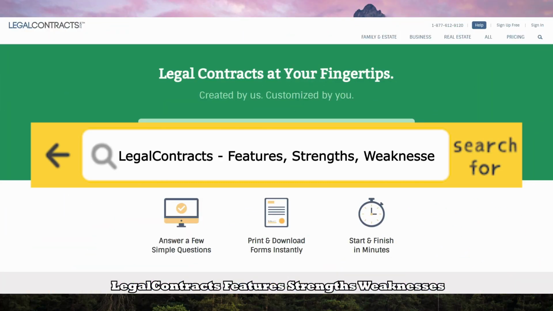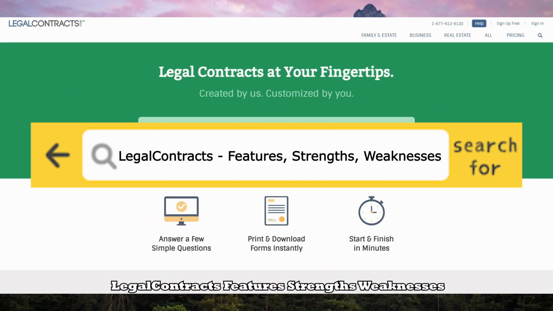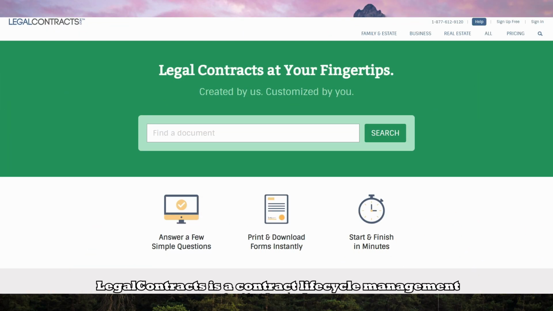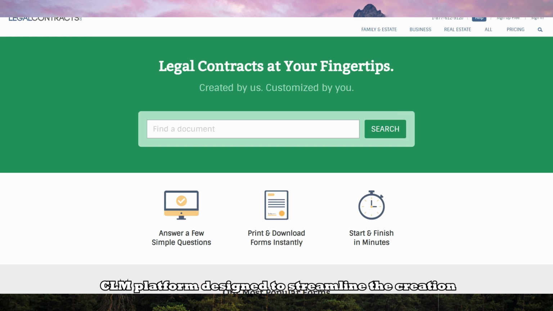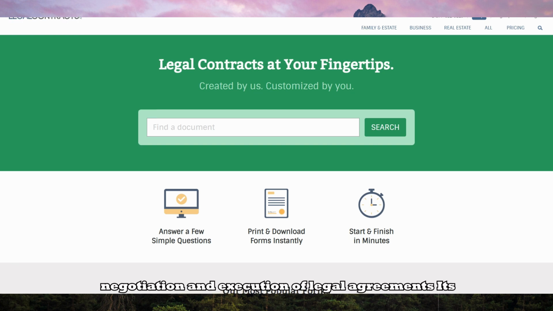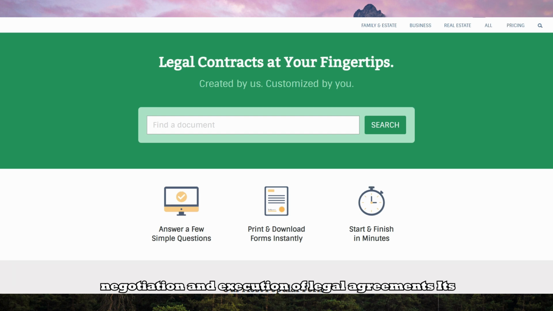Legal contracts, features, strengths, weaknesses. Legal contracts is a contract lifecycle management (CLM) platform designed to streamline the creation, negotiation, and execution of legal agreements.